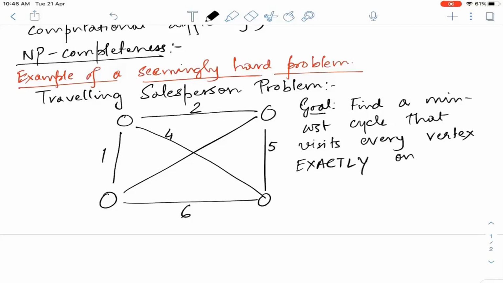Exactly once. Okay, there's a question. Is the graph complete? Not necessarily, because there might be cases where you might not be able to reach from, let's say, some point to some other point directly. So the only way you can reach is via some other path, right? So it's not necessarily a complete graph.